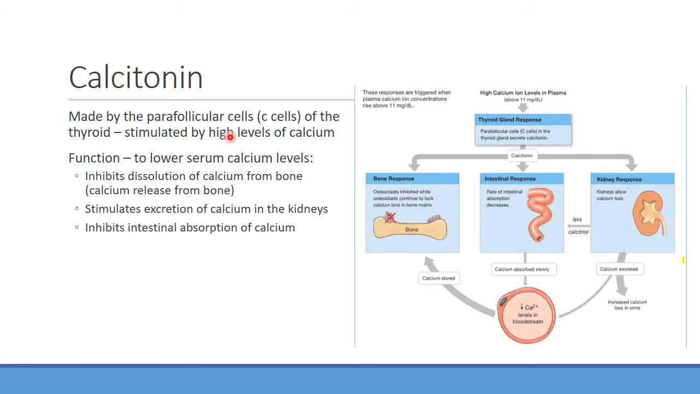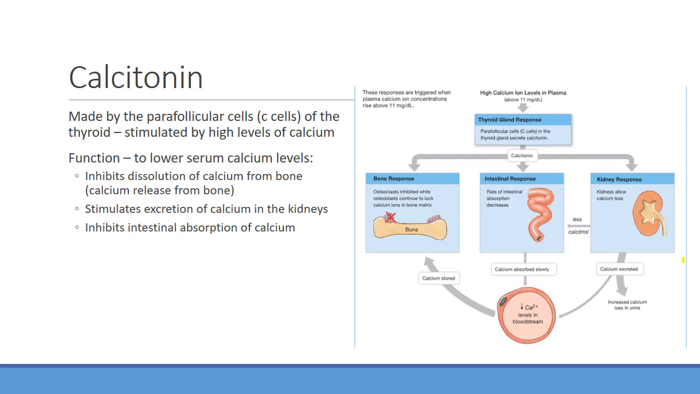So when you have high levels of calcium in the blood, which would be termed what? Yeah, hypercalcemia, right? If you had hypercalcemia, you would detect that in the parafollicular cells, the C cells, and you would end up secreting calcitonin. That does several things, including inhibiting dissolution of calcium from the bone. The osteoclasts are responsible for breaking down bone tissue and releasing calcium into the bloodstream, so you inhibit that process. It also stimulates excretion of calcium in the kidneys, and inhibits intestinal absorption of calcium from the GI tract. So there are three mechanisms to decrease calcium levels in the bloodstream.